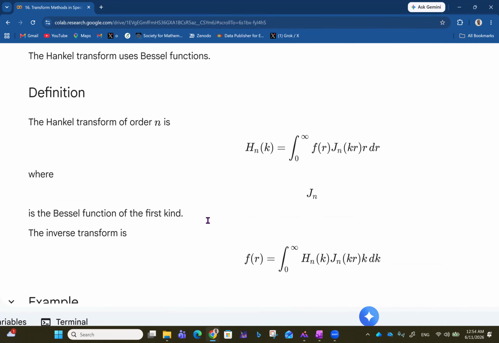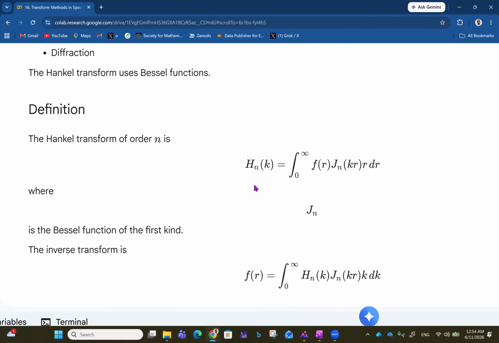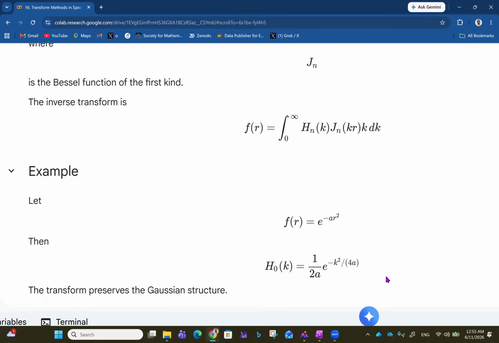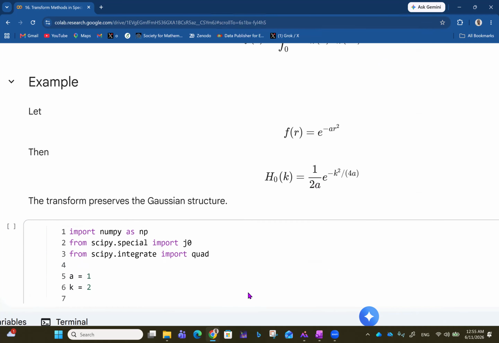By definition, the Hankel transform of order n is H sub n of k equals the integral from 0 to infinity of f of r J sub n of k r multiplied by r dr, where J sub n is the Bessel function of the first kind. And then the inverse transform is f of r, which is the integral from 0 to infinity of H sub n of k, J sub n of k r, k dk. And then you have the example: let f of r be e raised to minus a r squared. Then H naught of k is equal to 1 over 2a e raised to minus k squared over 4a. And then the transform preserves the Gaussian structure.